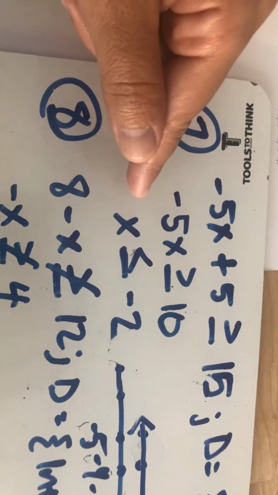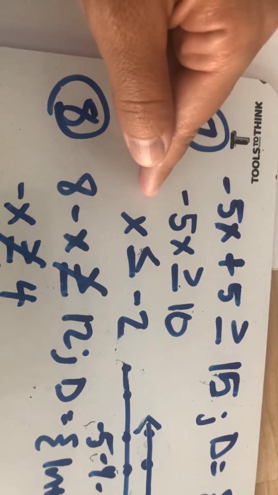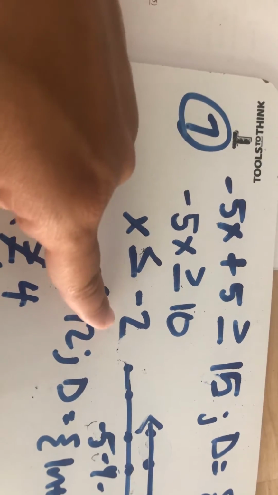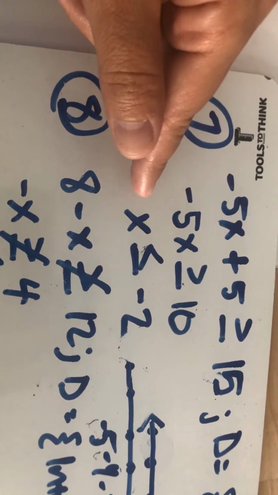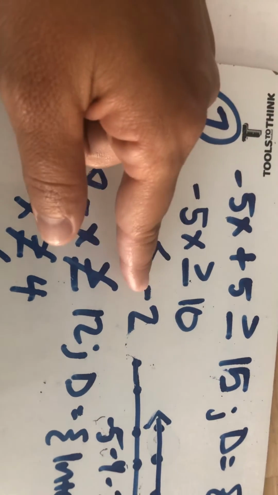But your signs here have switched. This one went from being the negative, and now this one's the negative. So we need to switch our sign of inequality. So now our inequality finally says x is less than or equal to negative 2.